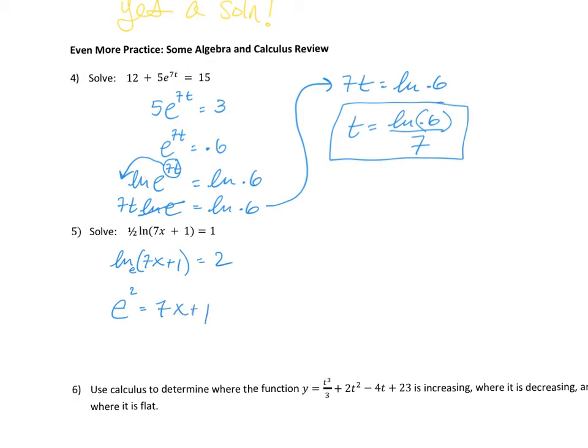e squared is just a number, so now we just finished solving for x. So 7x equals e squared minus 1, and then divide both sides by 7. e squared minus 1 over 7.